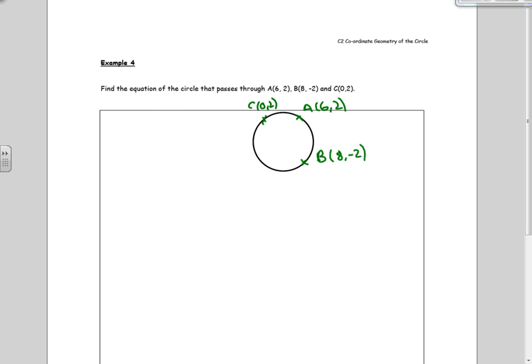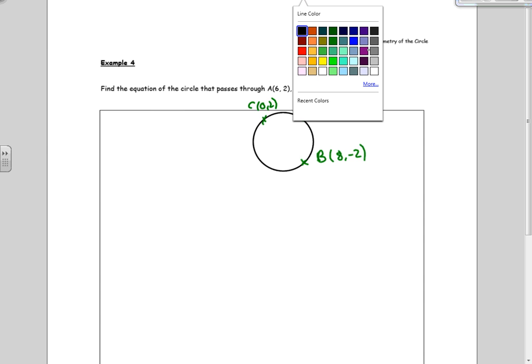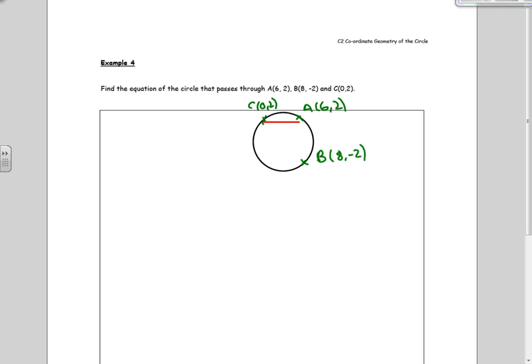So if we draw chords going from each one of these points to the one next to it, so we have a chord going from A to C, and a chord going from A to B, and we have our center point, then we can start thinking of this in terms of what we've learnt about the circles.